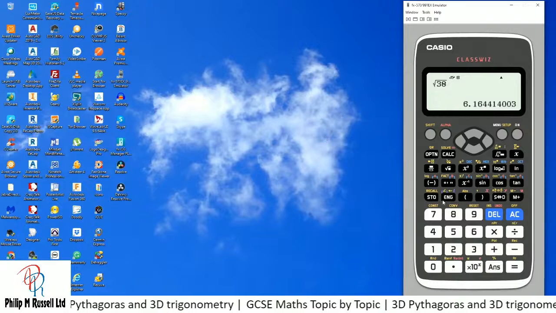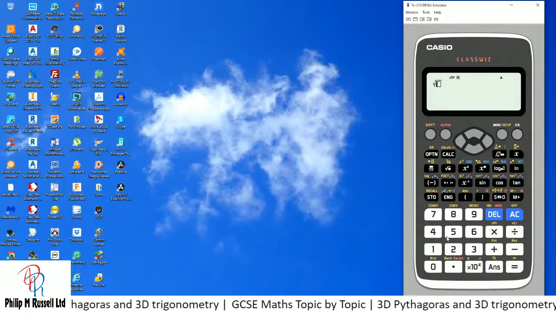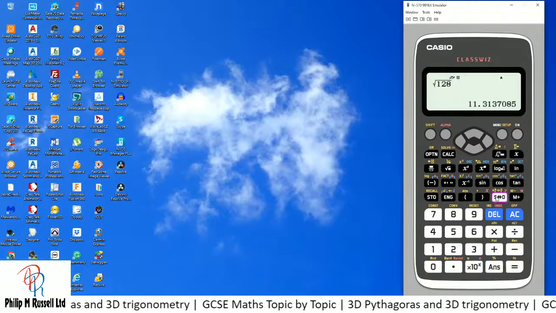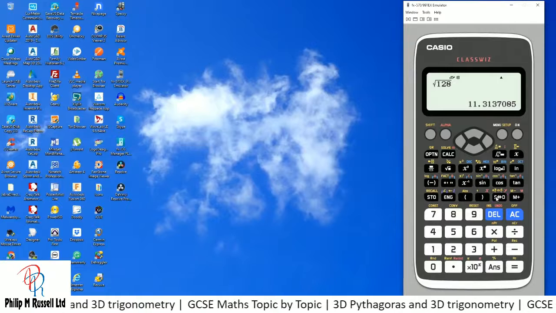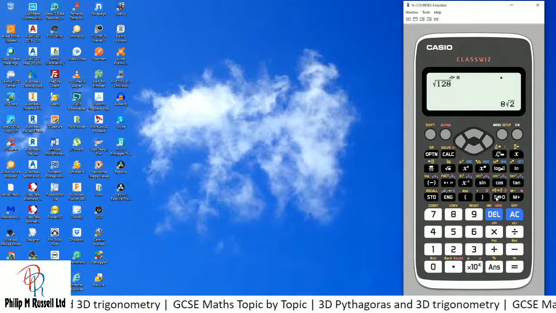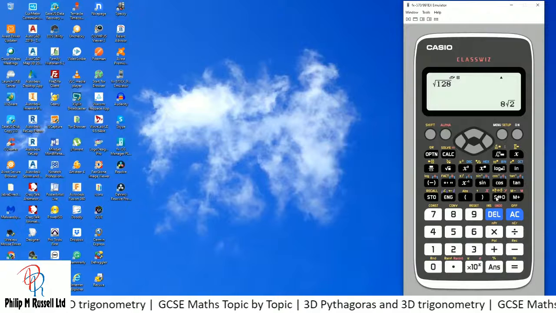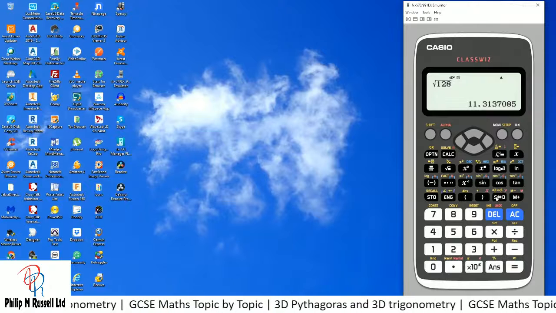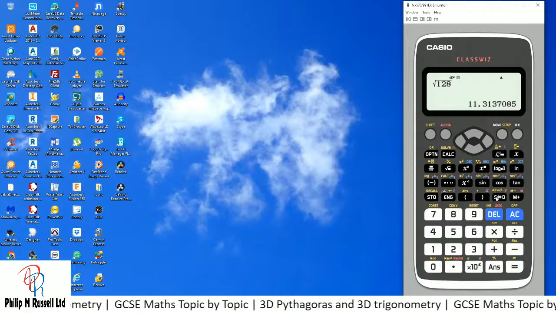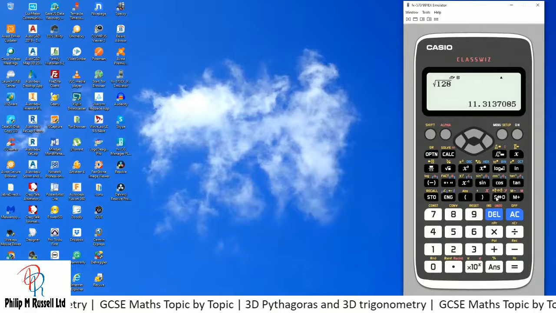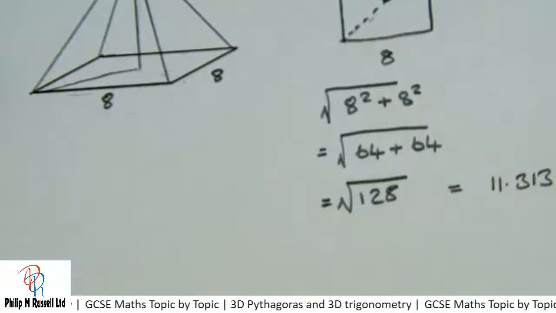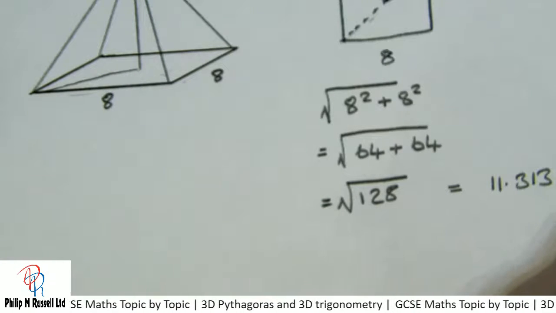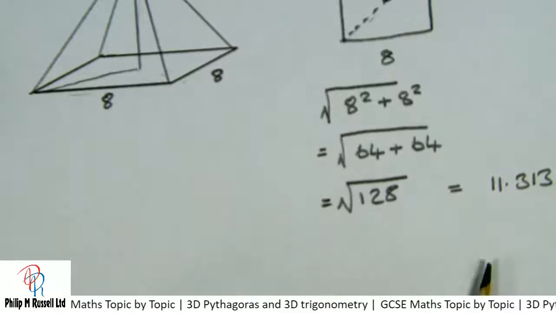So what we've got here is simply the square root of 128, and I can leave that as 8 root 2, or it might be better here to work out that this is going to be 11.313, or I could leave it as what I had on the calculator, 8 root 2. I'll show you why.